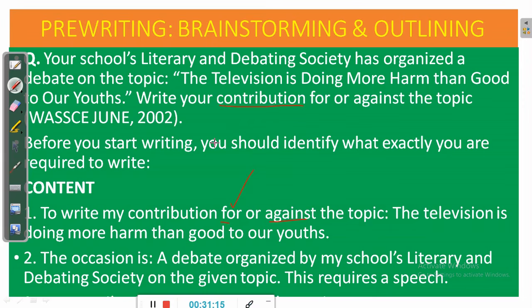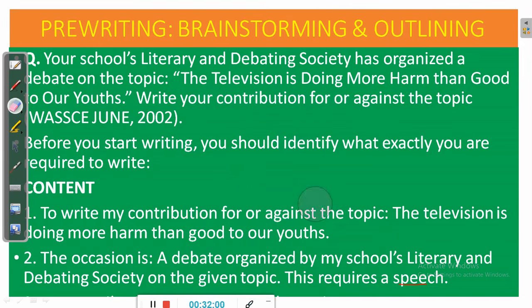Left it for us to decide whether to present our contribution in form of an article or in form of a speech. But since we have been given a specific occasion, a debate organized by my school's literary and debating society, I'm looking forward to that occasion. And in an occasion, you don't come with an article, you come with a speech. All right? A speech is given on a given occasion. So it is logical that I write a speech rather than an article. Now, at the pre-writing stage, this is where you take these critical decisions and then you plan.